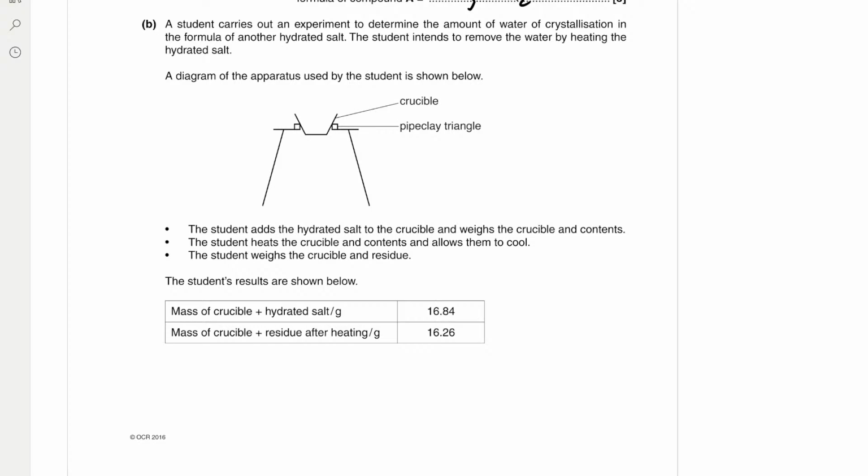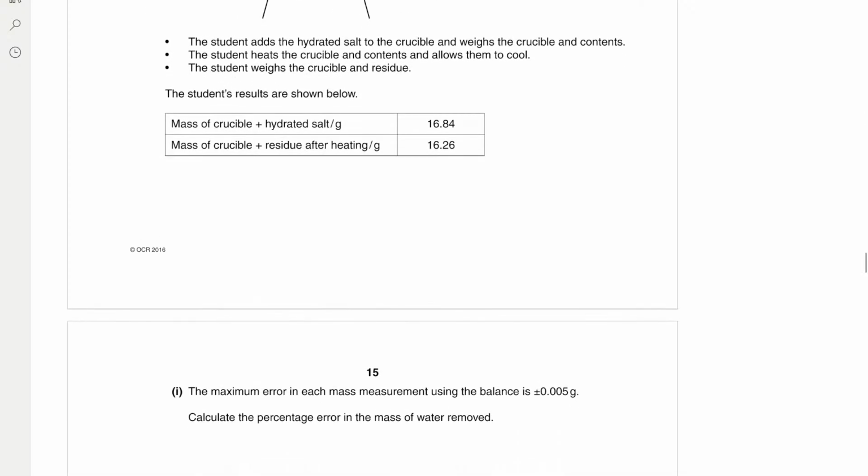The student adds the hydrated salt to the crucible and weighs the crucible and contents. So the first thing they do is weigh the crucible and the solid. And then the student heats the crucible and contents and allows them to cool, and they reweigh the crucible and the residue.